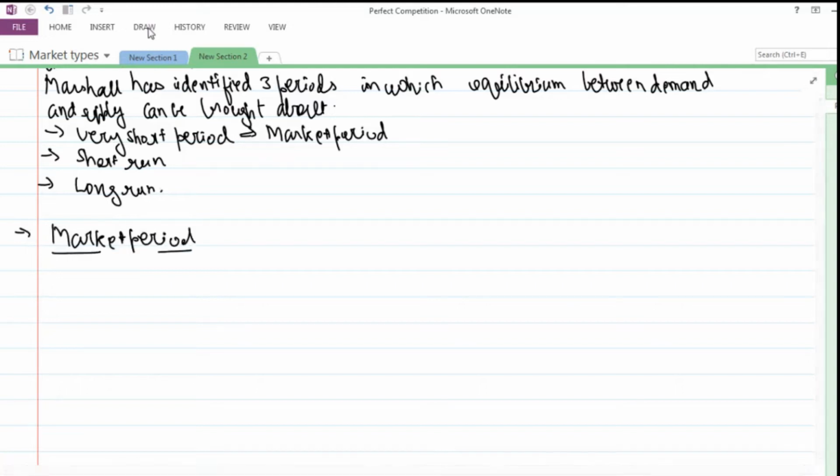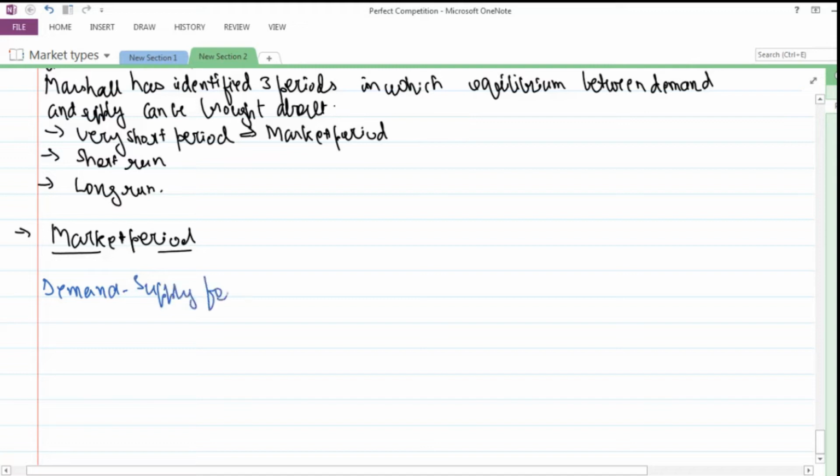The first one that we would be seeing is market period. Market period or very short run period is a particular time in which the equilibrium is established between the demand and supply of the particular commodity. So demand supply forces determine the equilibrium in market period.